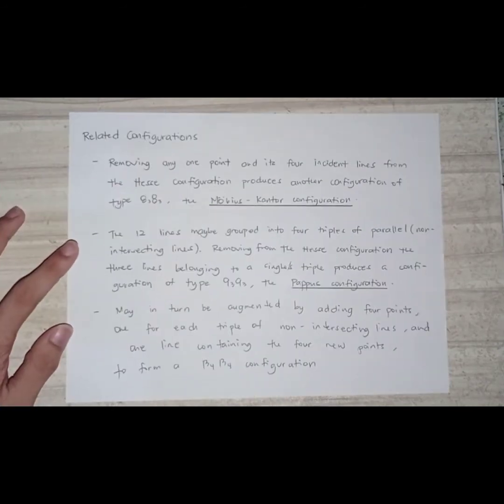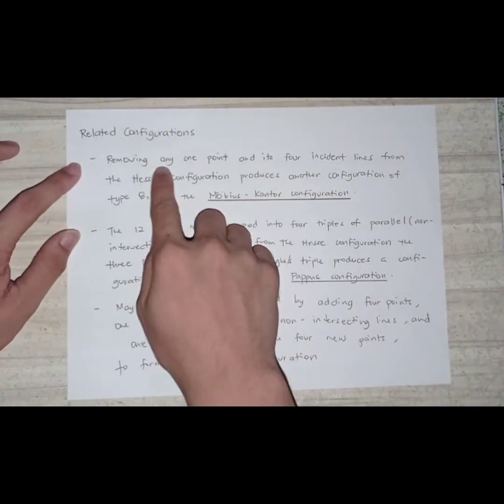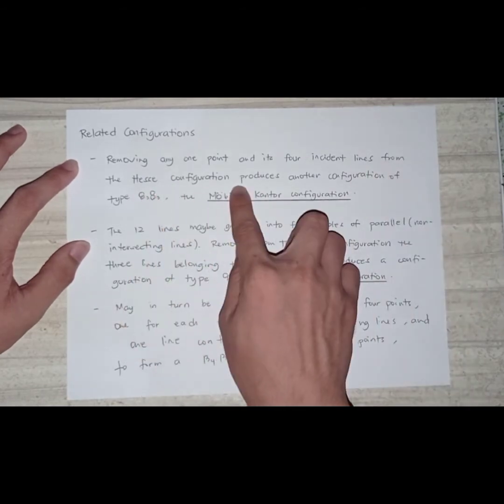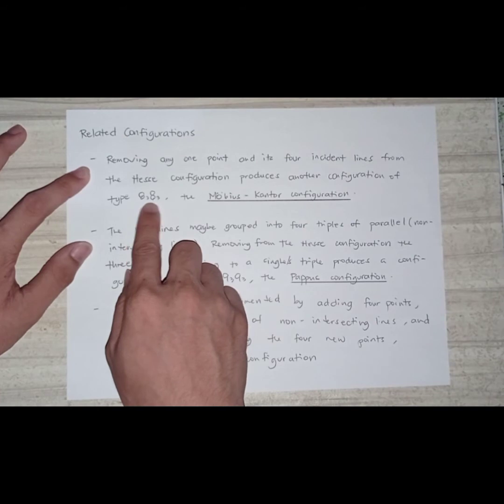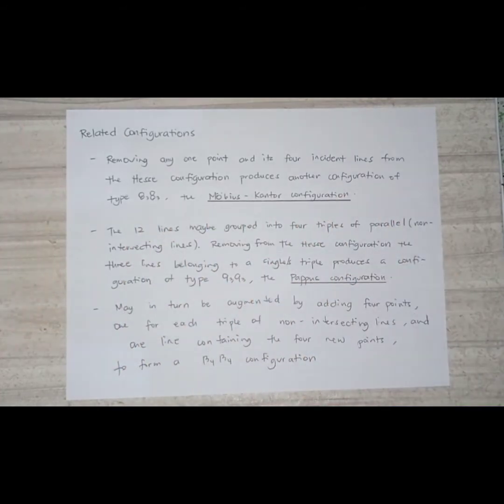Lastly, Hesse configurations have related configurations. Removing any one point and its 4 incident lines from the Hesse configuration produces another configuration of the type 8 sub 3, 8 sub 3, namely the Mobius-Cantor configuration.